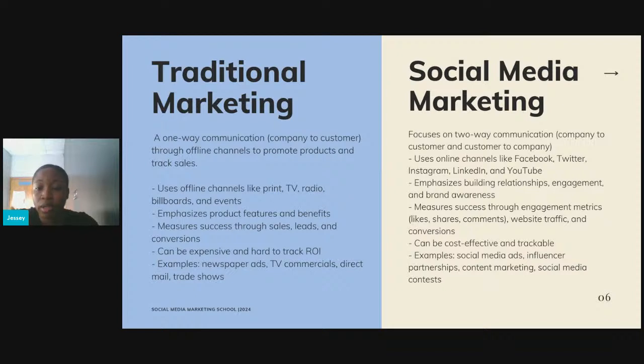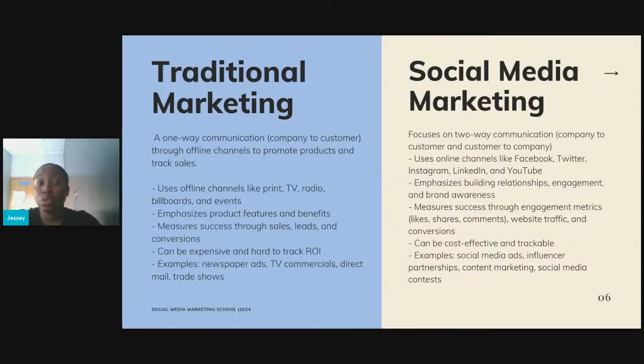How they know a particular campaign is working out or is successful is if they sell, like through sales, leads, and conversions, right? And it can be very, very expensive and hard to track your ROI through traditional marketing, right? And some examples of traditional marketing: newspaper ads, TV commercials, direct mail, trade shows, right? These are all examples of traditional marketing.